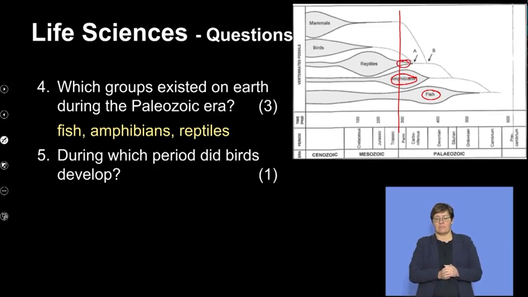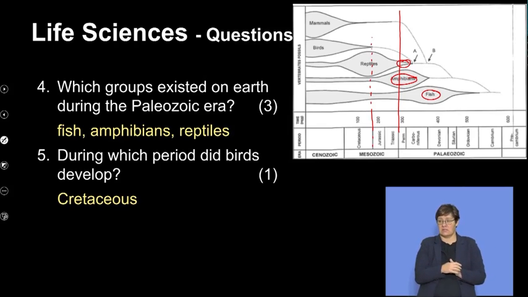Then, if we have a look, birds are the ones that have been around for the least amount of time. And that shows that is when birds developed. So birds developed sometime in the middle of the Mesozoic era, at the beginning of the Cretaceous period. And scientists actually think birds evolved from ancestors which were like dinosaurs.